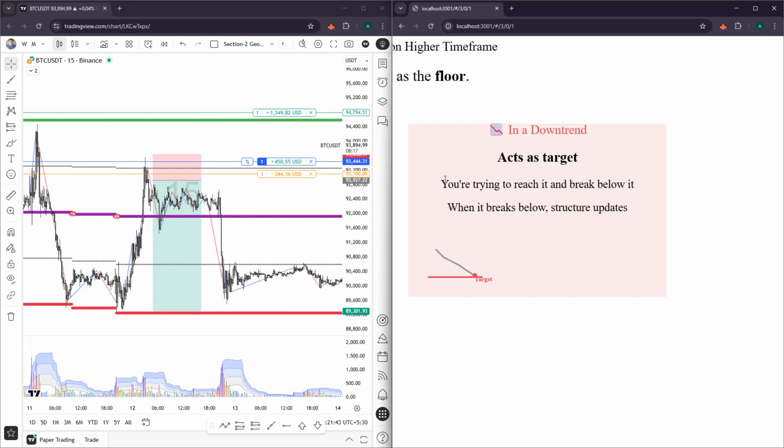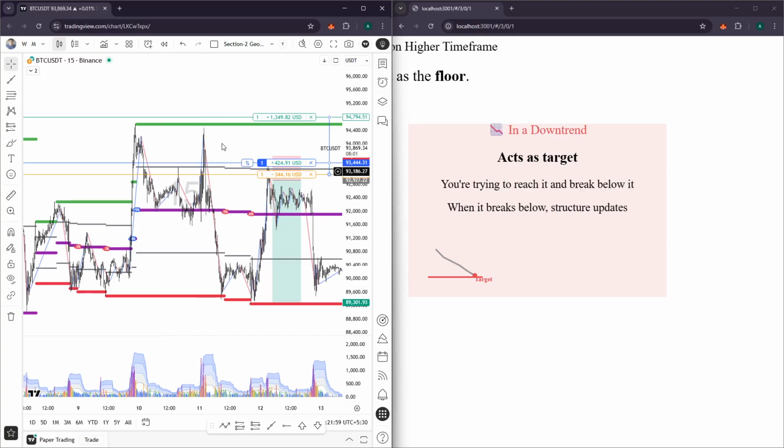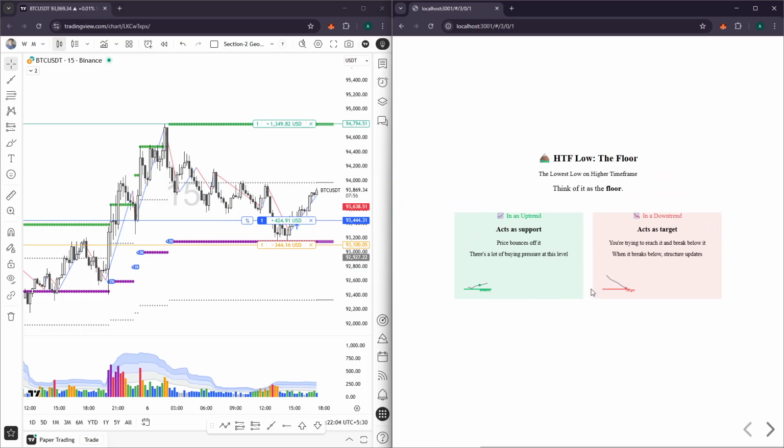Okay, and what we are trying to do in a downtrend is this acts as the target. So we are trying to reach it or break it below. And when it breaks below, the structure updates. And as you can see, it was -5% and -6% because it made a new low. Okay, so yeah, now let's move on.